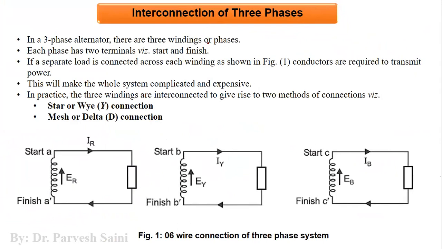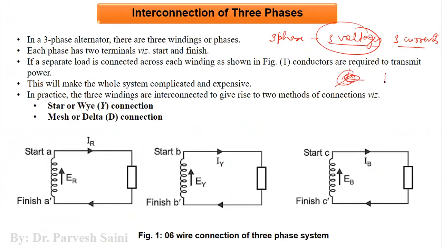Now, as we have already discussed in our previous lectures, three phase means three voltages and their three currents. Now, these three voltages are separated or placed from one another at an angle of 120 degrees from one another, right?